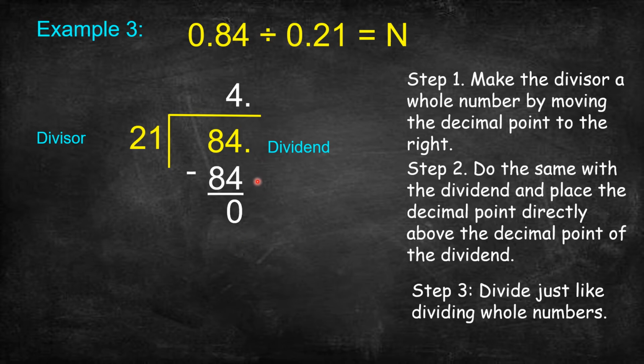So, wala na tayong pwedeng i-bring down. And our remainder is 0. Therefore, ito na yung ating final answer. So, for example number 3, the correct answer is 4. So, hindi na natin ilalagay yung ating decimal point kasi there is no number after the decimal point. And our answer is already a whole number.